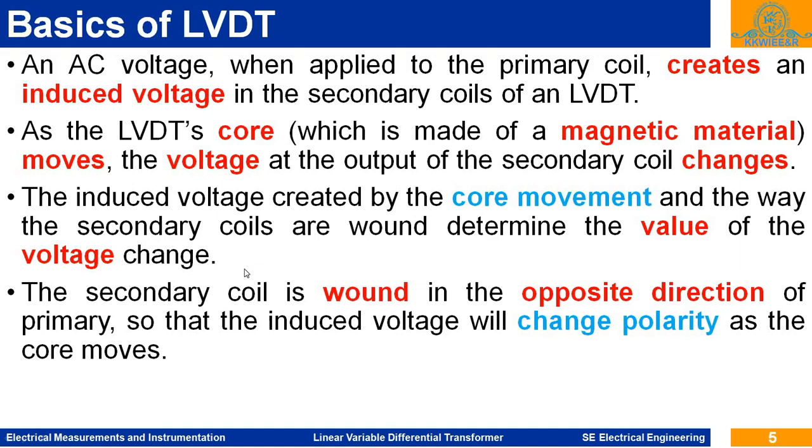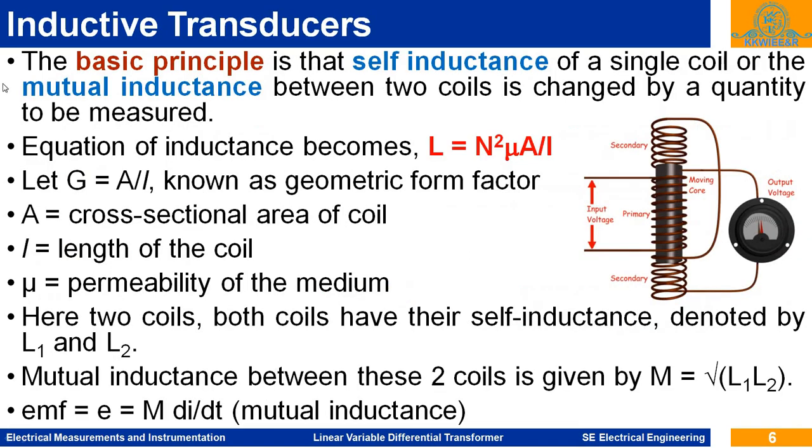Now how is this difference created? We'll see that. The secondary coil is wound in the opposite direction of the primary so that the induced voltage will change polarity as the core moves. Because of the opposite direction of the secondary windings, there is a difference between the voltages.